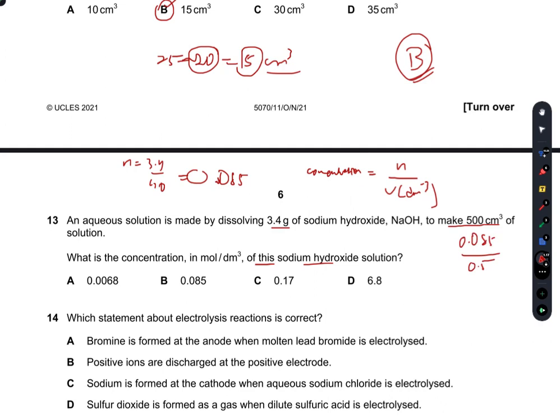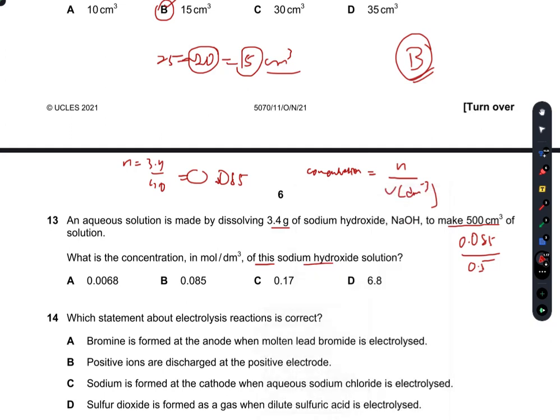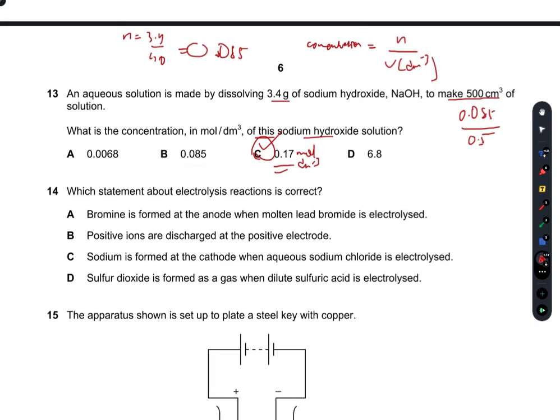Sorry, I have to divide it here. 0.085 divided by 0.5, so that is 0.17. So 0.17 moles per decimeter cube is the concentration of this sodium hydroxide. So C is right. Which statement about electrolysis reactions is correct?